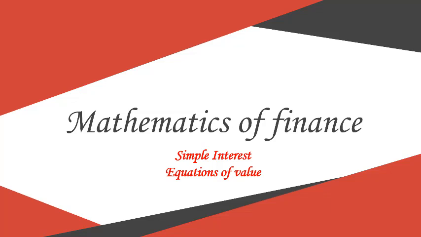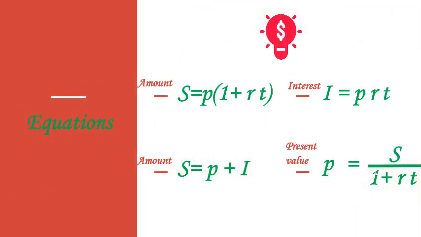Today inshallah we will resume talking about mathematics of finance with simple interest, chapter number 3, equations of value. We will use the equation for the amount, S equals B times 1 plus rt, and we will use the equation of present value, where B equals S over 1 plus rt.